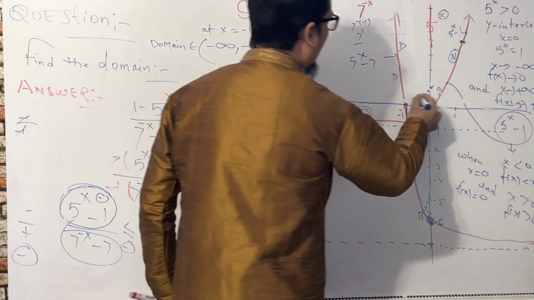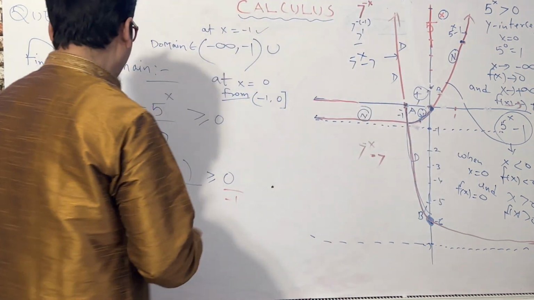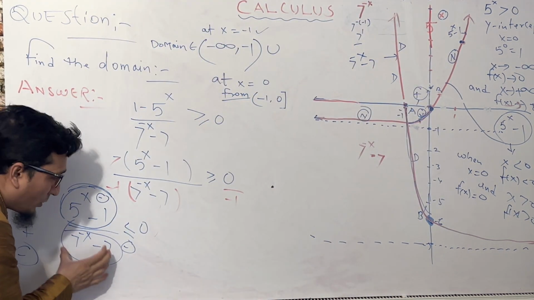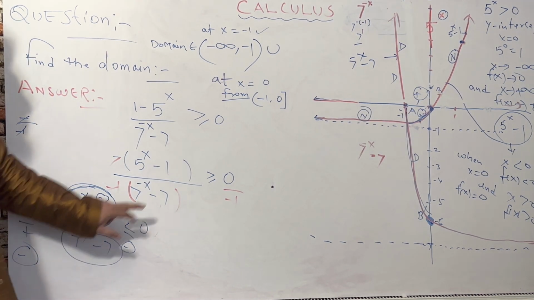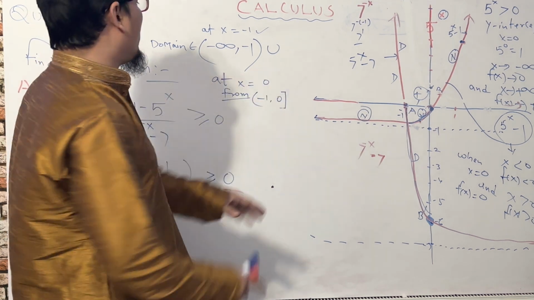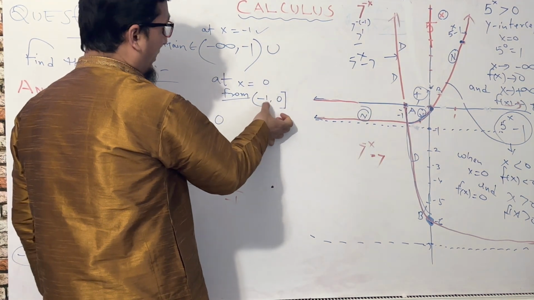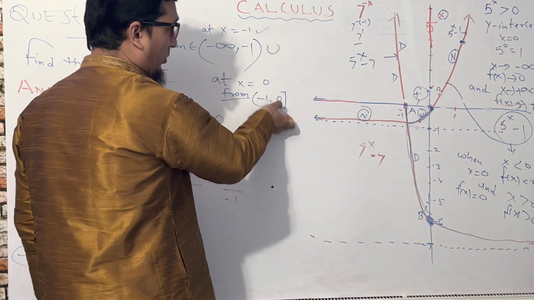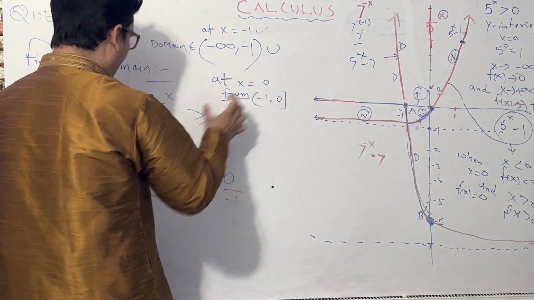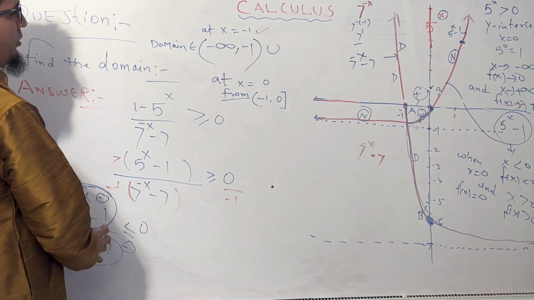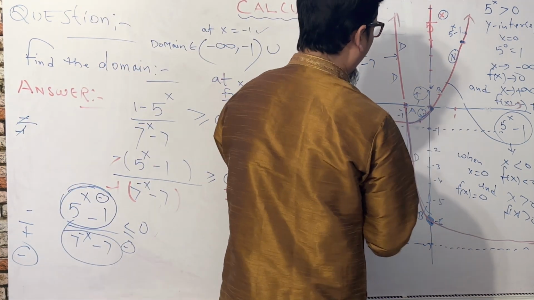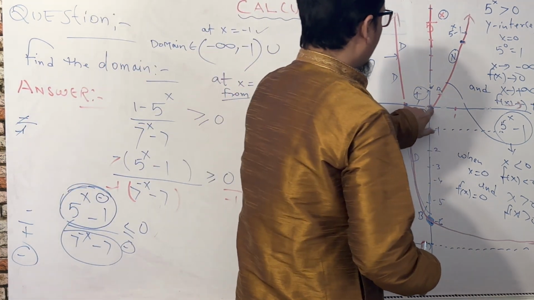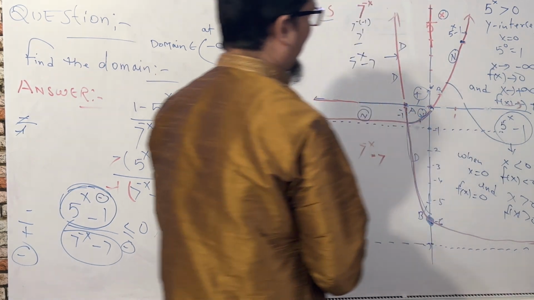It means this portion contains the positive part, and I don't want the positive part. I want negative or 0. So we will not take this part, it will not be our domain, because if I take any number from minus 1 to 0, we have a positive value. So now we have to check from where to where? From 0 to positive infinity.